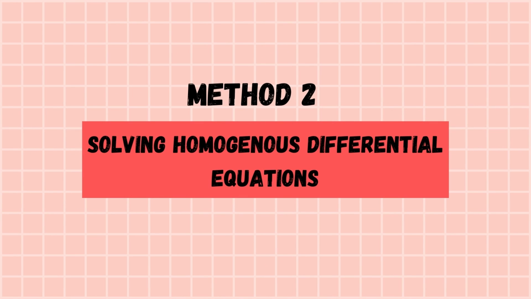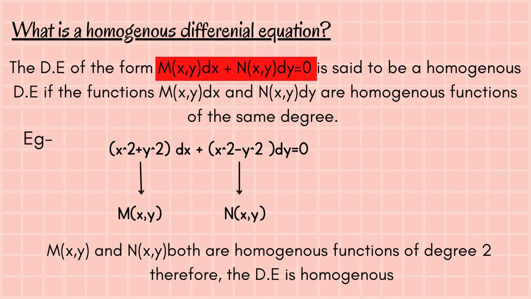Now let us move on the second method of solving homogeneous differential equations. To solve differential equations which are homogeneous, we need to understand what is a homogeneous differential equation. The differential equations of the form M(x,y) dx plus N(x,y) dy is equal to 0 is said to be a homogeneous differential equation if the functions M(x,y) and N(x,y) are homogeneous functions of the same degree. Let us see an example to understand this better. Here M(x,y) is the function with dx and N(x,y) is the function with dy. Now we shall check the degree of these two functions. Here it is 2 and therefore we conclude that it is a homogeneous differential equation.